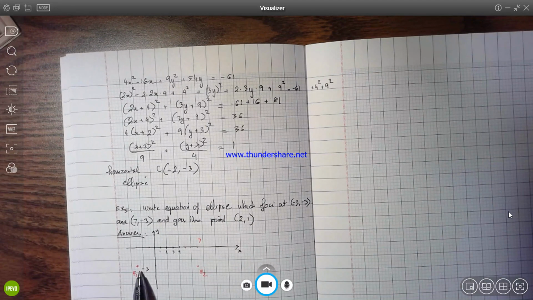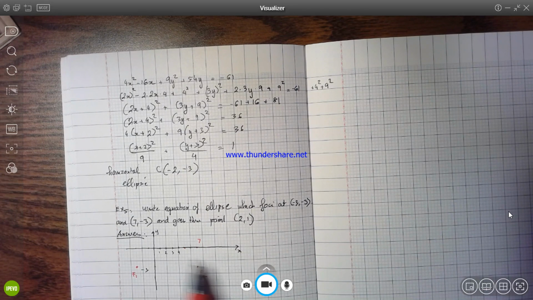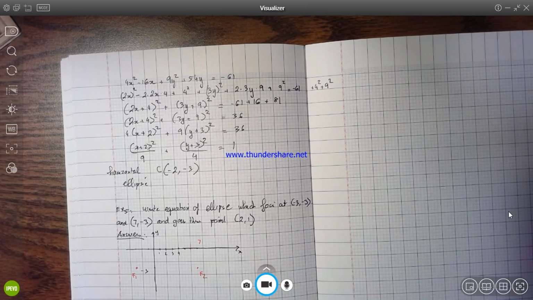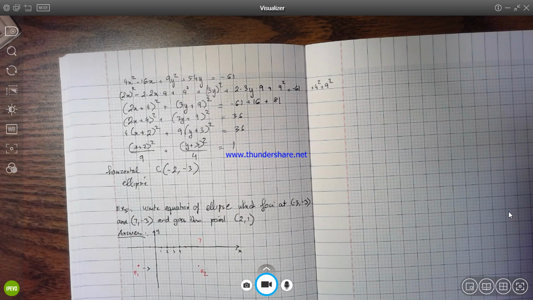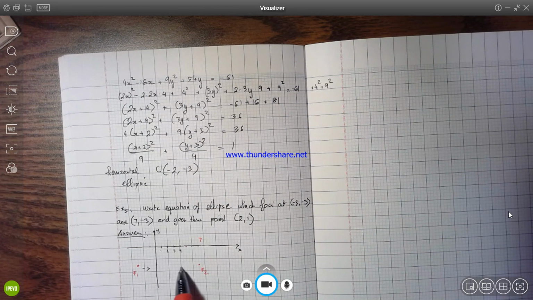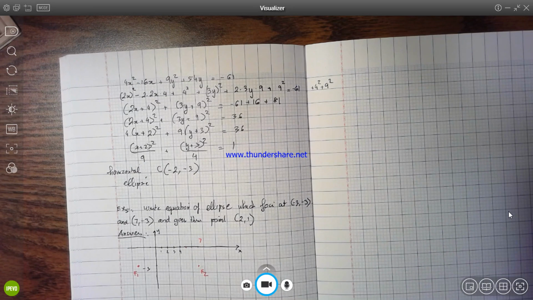Look at that. If you connect f1 and f2, it gives you a line, right? And that line is horizontal, parallel to the axis. It means that this must be a horizontal ellipse. And the center of the ellipse is always on the same line with f1 and f2, so the center must be around here, inside here must be the middle point.